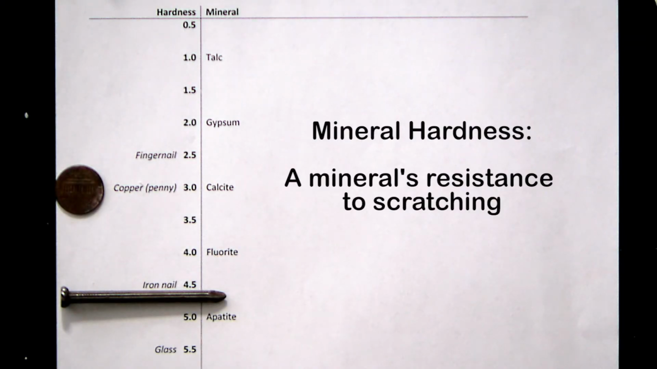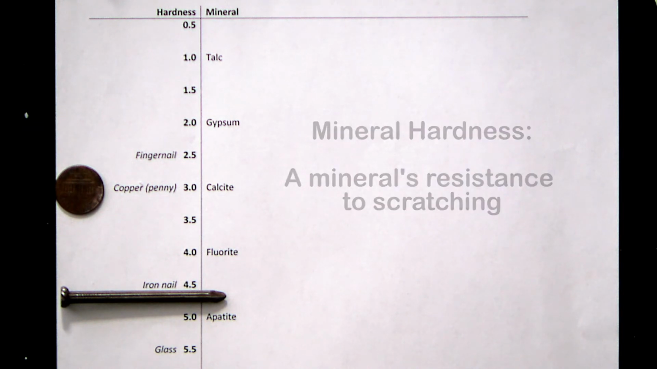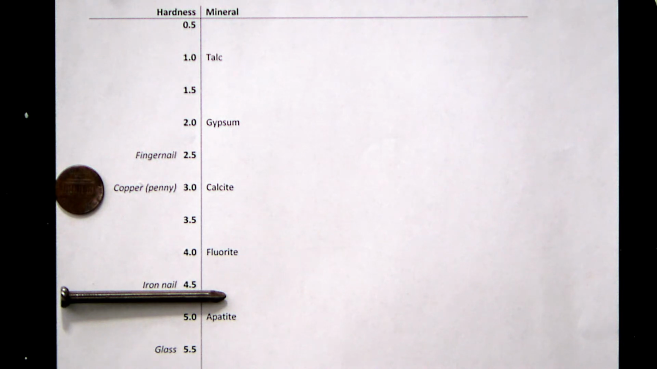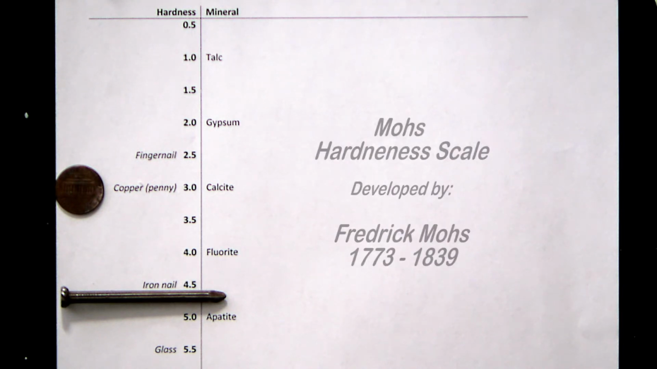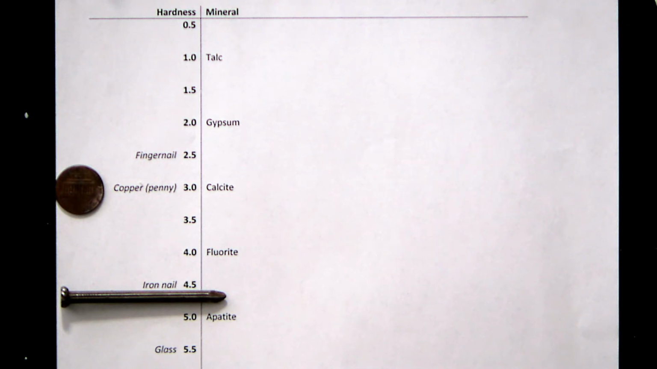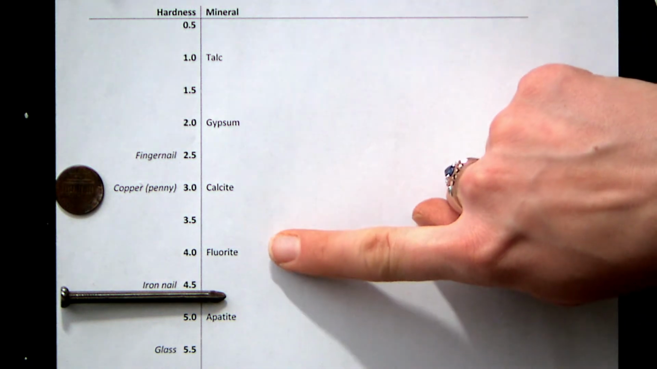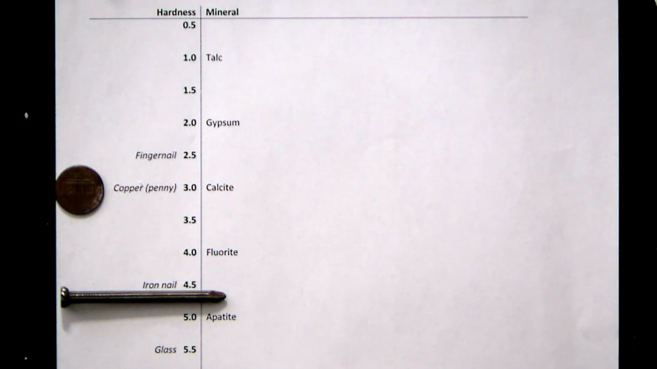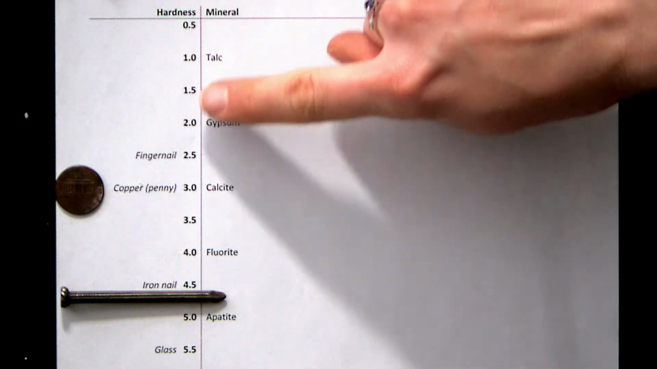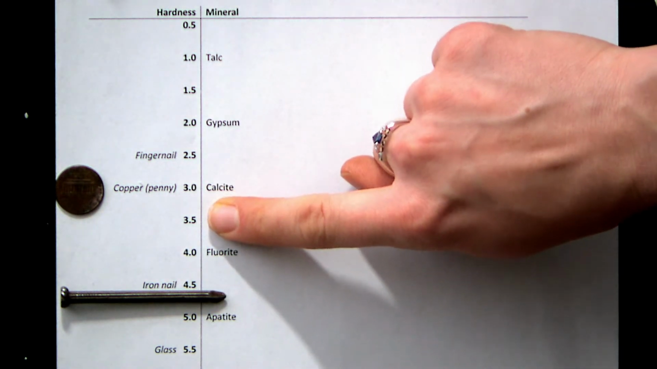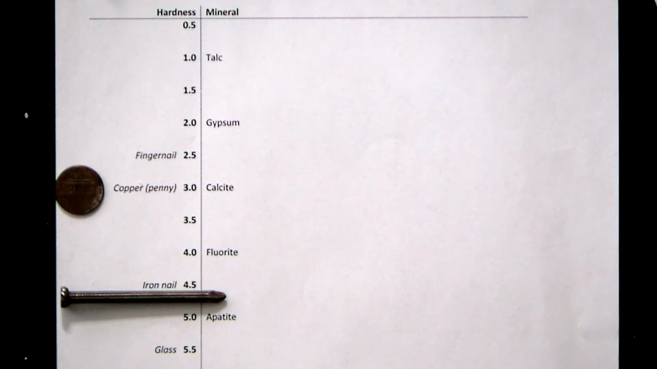Measuring the hardness of a mineral, defined as the resistance to scratching, will be one of the most helpful and also one of the most difficult. We use the Mohs hardness scale, which was developed by German mineralogist Friedrich Mohs. He was born in 1773 and died in 1839. On this scale, you see that every whole number is characterized by a mineral. You also see that we have half numbers here. On the Mohs hardness scale, we don't get any more precise than a half step.